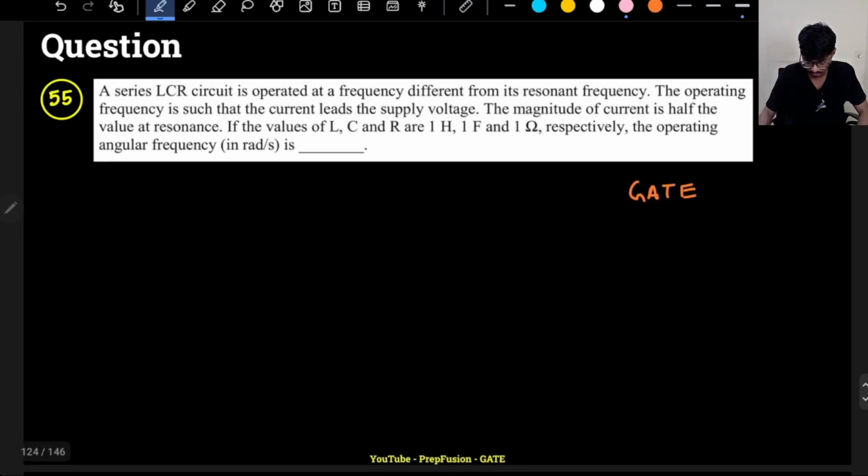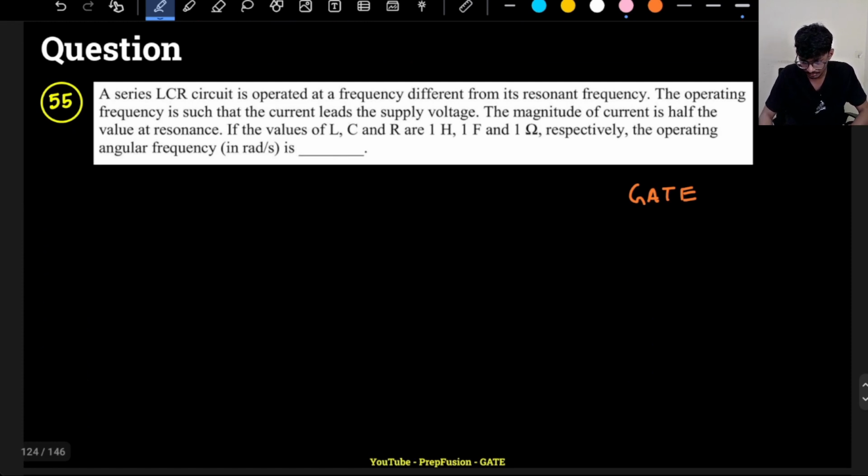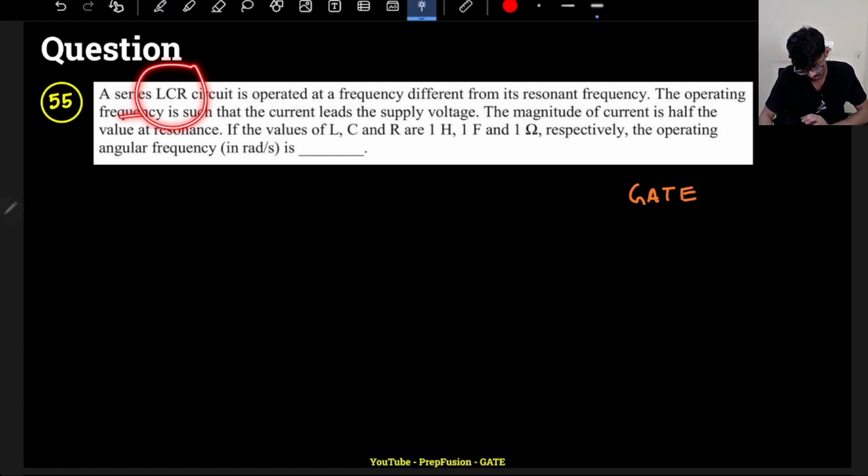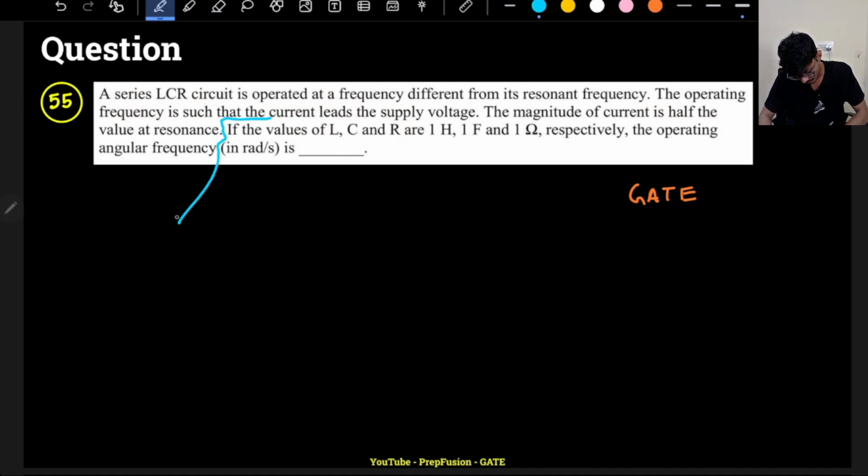So let's now solve the next question. In the next question, we have been given a series RLC circuit operated at a frequency different from the resonant frequency. So it is not operating at resonant frequency. The operating frequency is such that the current leads the supply voltage. That means it is behaving as capacitive, because current leads the supply voltage. And in a series RLC circuit, when does my circuit behave as capacitive? When my omega is less than omega naught.